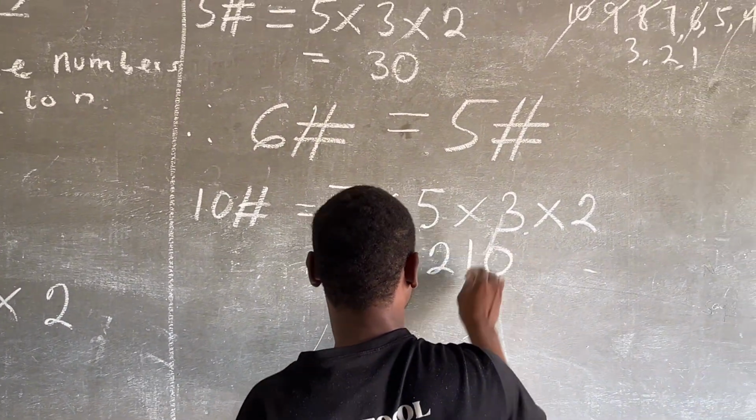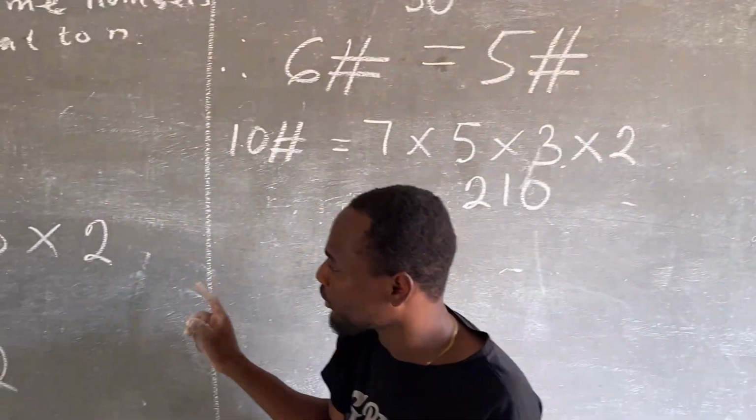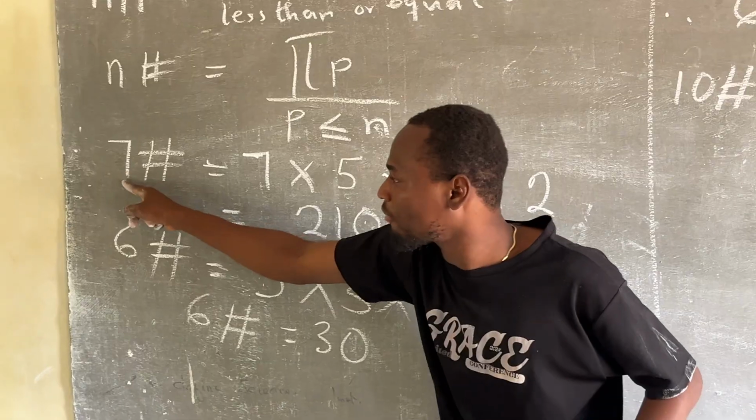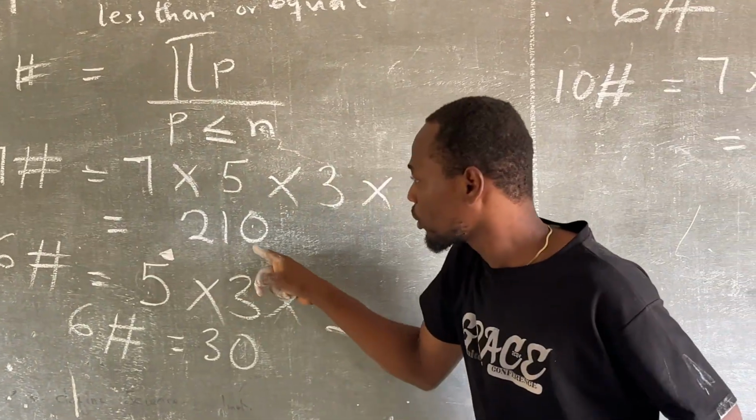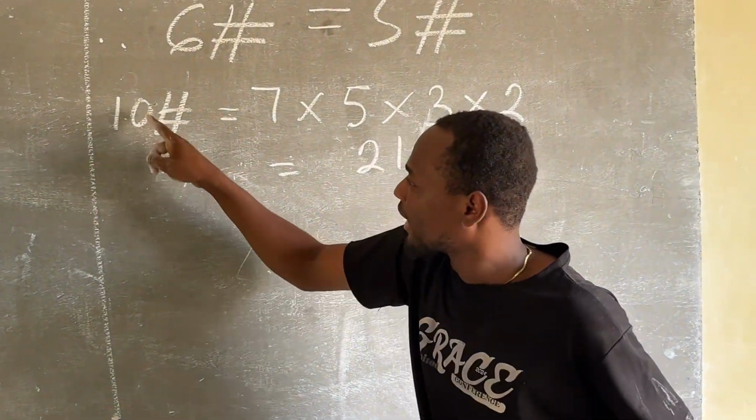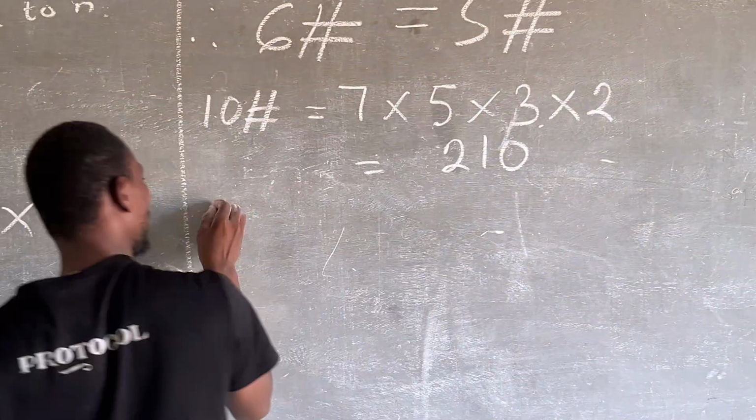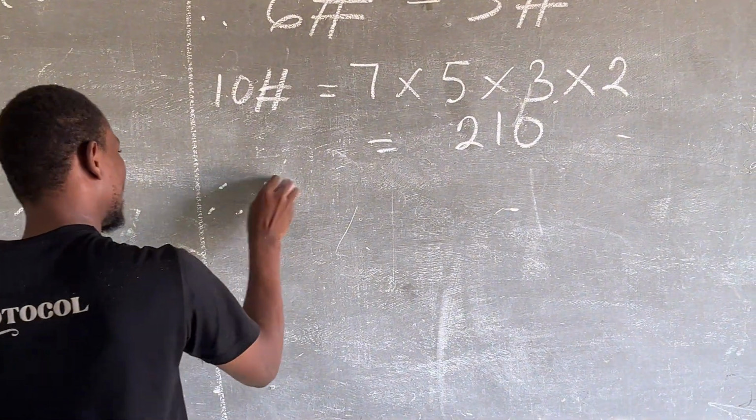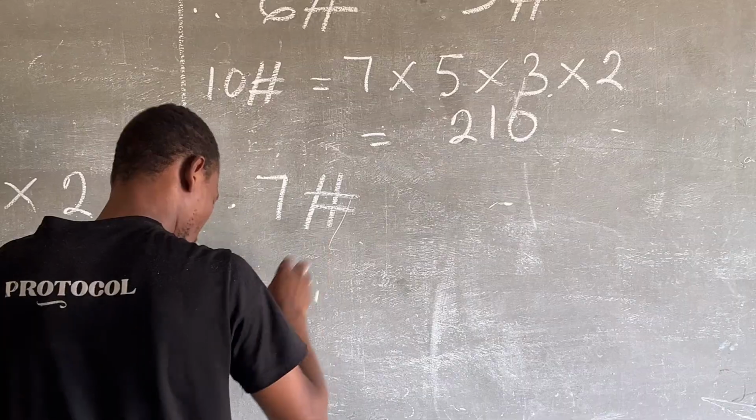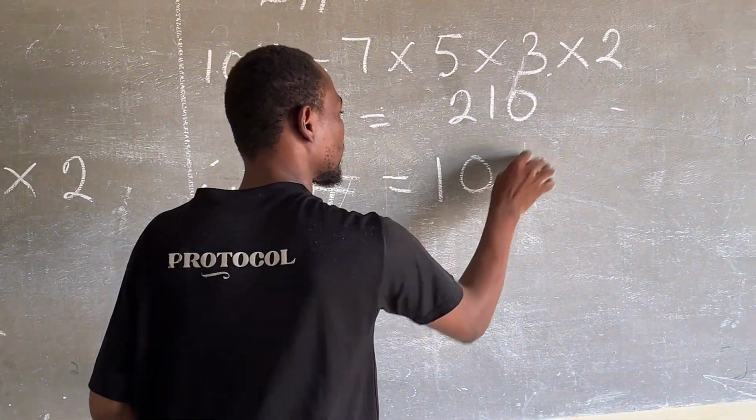If I multiply this, I'll get 210. Again, viewers, watch out for this. When we evaluated 7 primorial, we had an answer of 210. And also, 10 primorial also gives 210. So therefore, we can conclude by saying that 7 primorial is equal to 10 primorial.